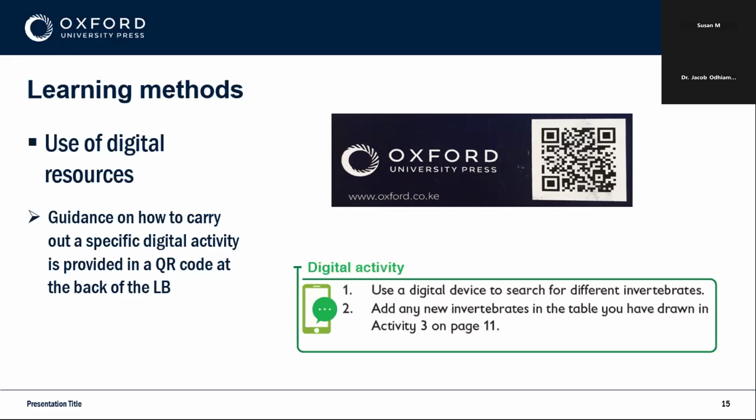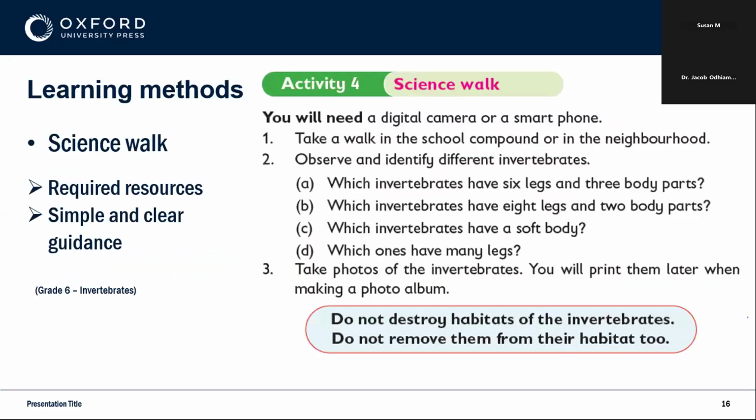This one is grade 6. Then that information, of course, they will discuss in class. Then the science walk is also there. A case of learning about invertebrates in grade 6. The learners went for a walk, and they were observing a variety of invertebrates in their environment.